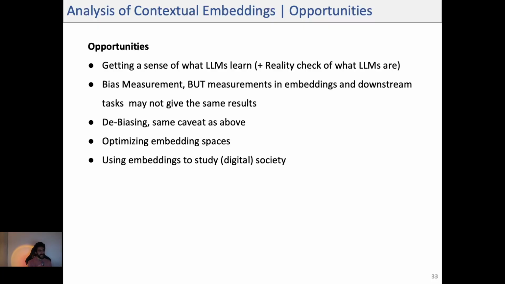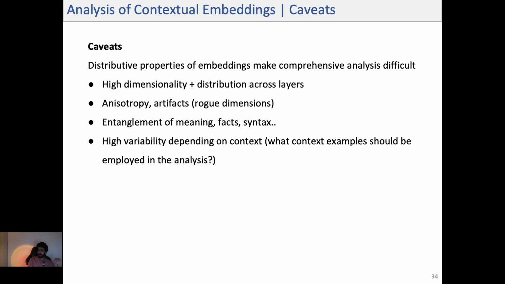So embeddings let us quantify stereotypes, track cultural shifts, or study representations of social groups across time and corpora. So even though they are just vectors, embeddings are really powerful tools, and we're only scratching the surface of what they can tell us. However, it's really important to be realistic about the challenges involved in analyzing them.